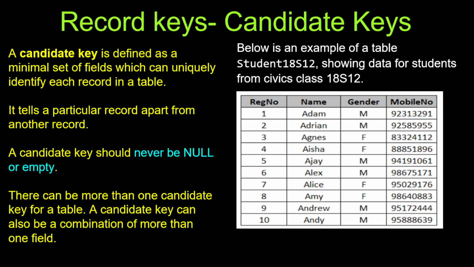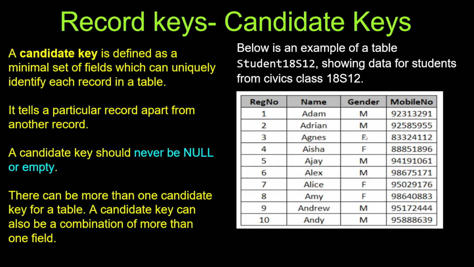Alright, there can be more than one candidate key for a table. A candidate key can also be a combination of more than one field. Look at this table here. We try to see which attribute can be used as a candidate key, that means you can tell each candidate apart from one another.